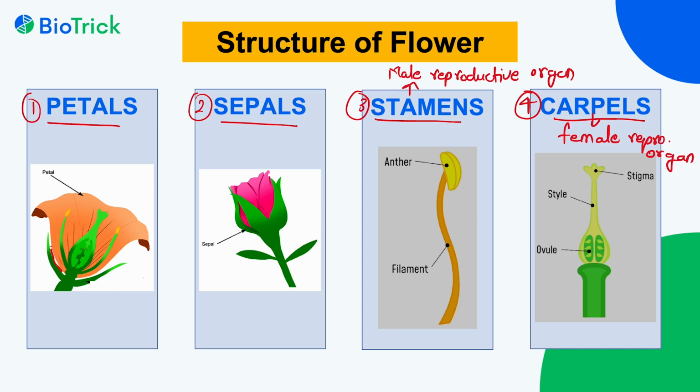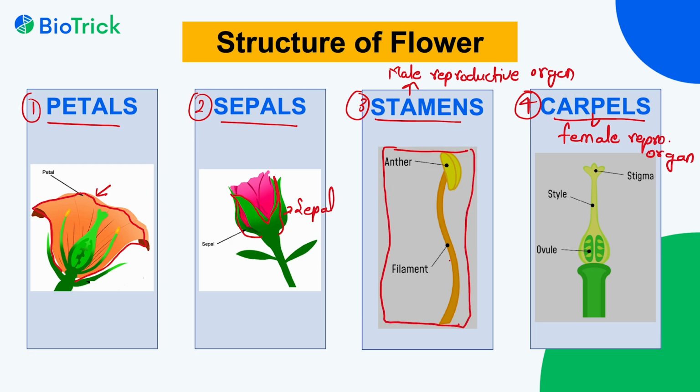As you see in this picture, this orange color structure is the petal of a flower. In this diagram, this green colored structure is the sepal. This is the diagram of stamen or male reproductive part. It is further divided into 2 parts, anther and filament. And this is the structure of carpel. It is further divided into 3 parts, stigma, style, and ovary.